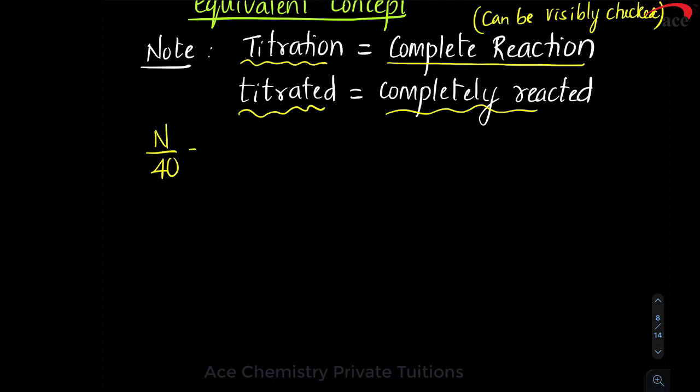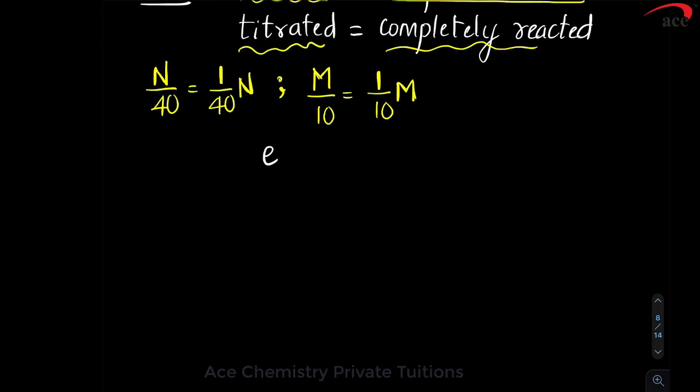Titrated means completely reacted. Remember that. And if you find it written like this, N by 40, remember it is 1 by 40 normal. Similarly, if it is written as M by 10, remember it stands for 1 by 10 molar. You can think like that, 1 multiplied by N is actually N only. Similarly, 1 multiplied by M is nothing but M only. Are you understanding it? This is the logic.